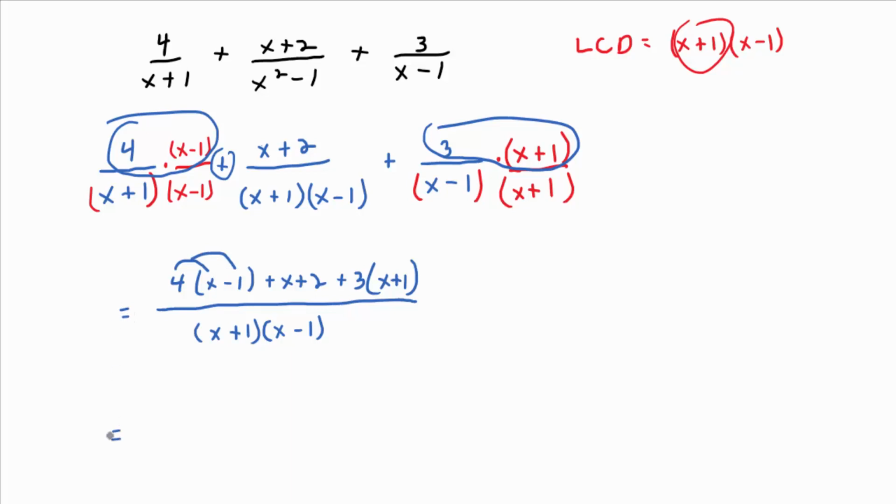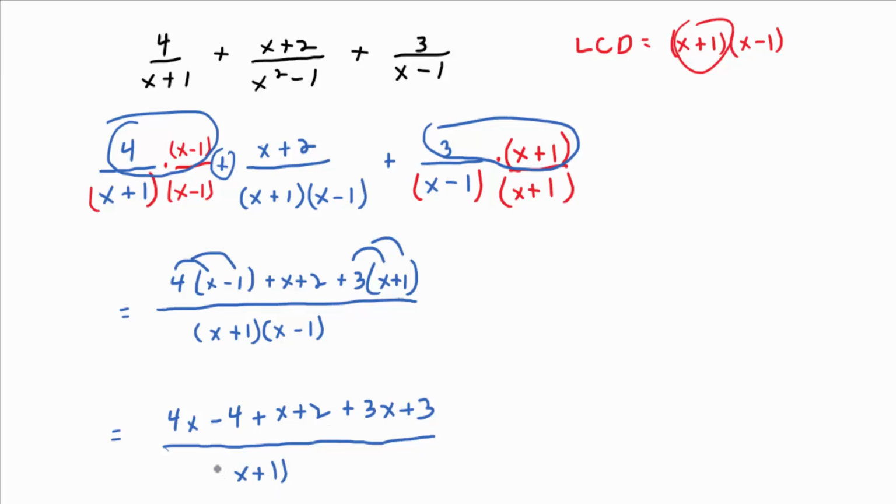Okay, so at this point, I'll go ahead and do that distribution. What do I get? 4x minus 4. The plus x and the plus 2 don't change. Do this distribution. What do I get? 3x plus 3. Really easy to forget that second 3. So make it a 1. So try to remember to distribute, right? It's tough to do that sometimes. Over the LCD, so x plus 1 times x minus 1.